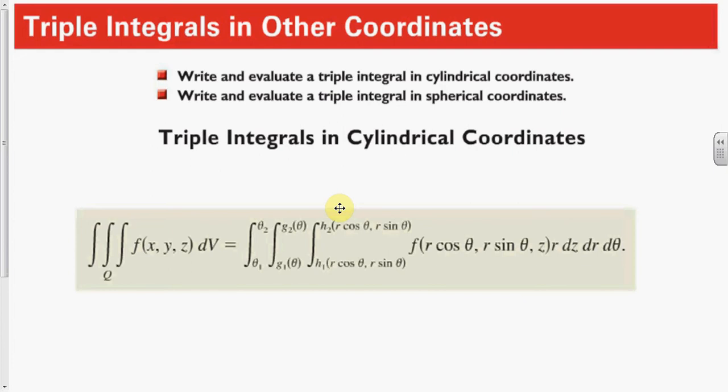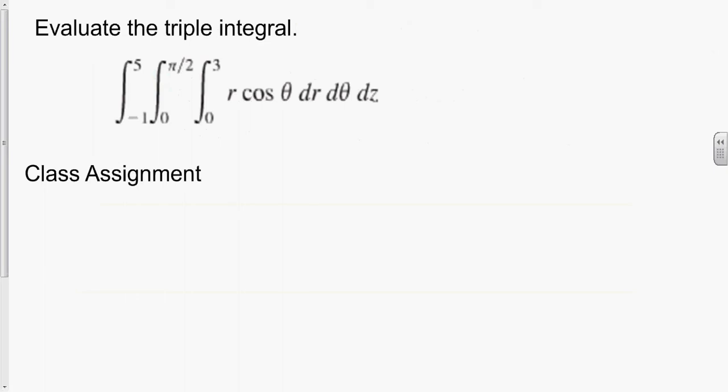Okay. Let's look at a problem. Evaluate here the triple integral. Let me work through these.